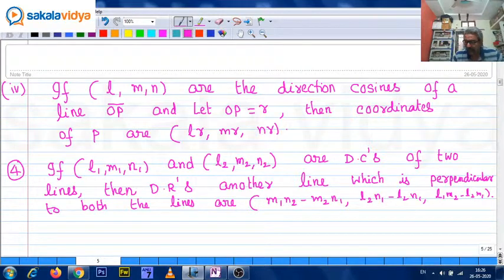Also one more thing: if the direction ratios or direction cosines of a line are given, we can find the angle between them also. In vectors we discussed that, the scalar product, cos theta concept. The same concept we will explain here. Definitely I will explain the probability chapter, P and C both are the same.